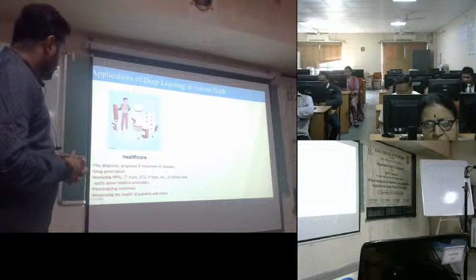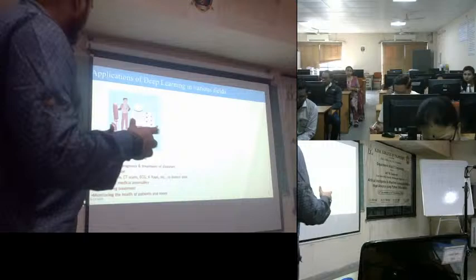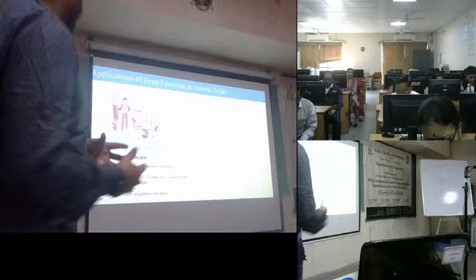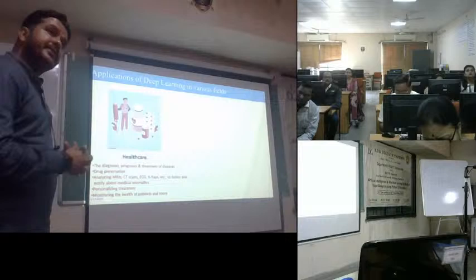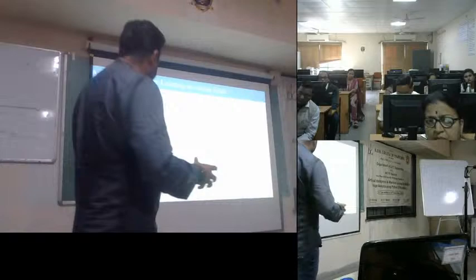In addition to that, analyzing MRIs, CT scans, ECG, X-rays, these are the different imaging modalities used to detect and notify about medical anomalies, or to find out the different problems that can be found by using the different imaging processes or images. Then personalizing treatment is another area in which the deep learning model can be useful. Monitoring the health of patients and more. So regular monitoring of patients can be done in the healthcare sector.